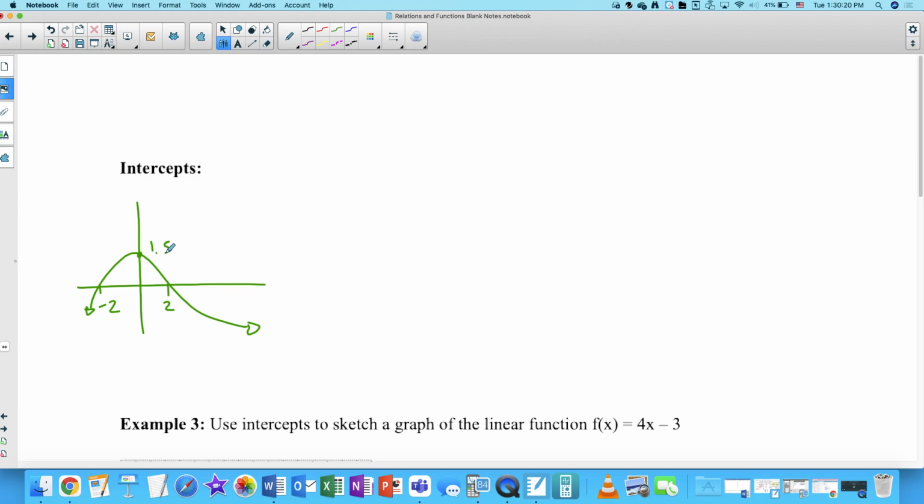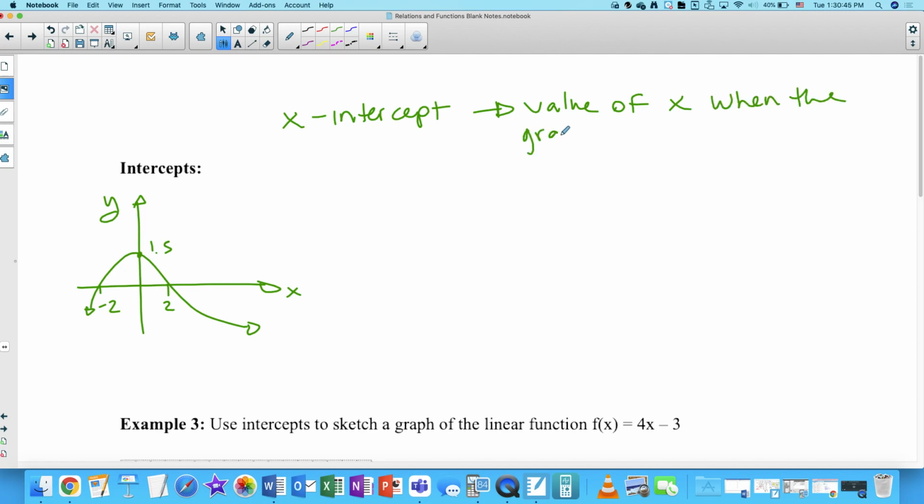Okay, so the x-intercept is the value of x when the graph touches the x-axis. Okay, now this is the most important thing to remember. When you're on the x-axis, y is 0.